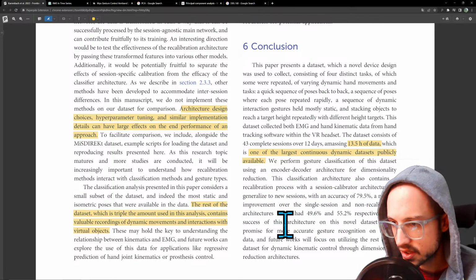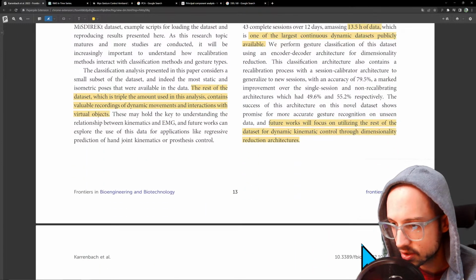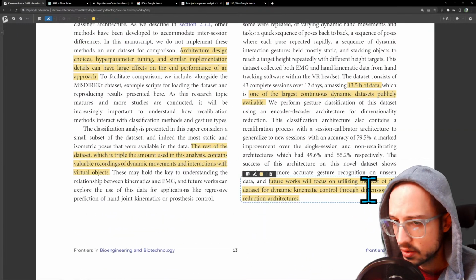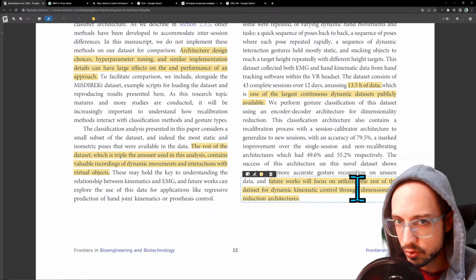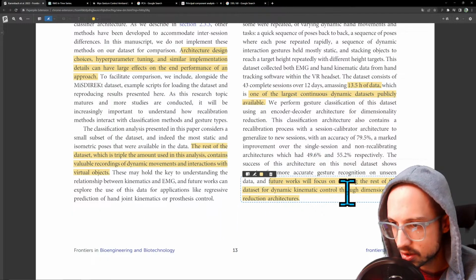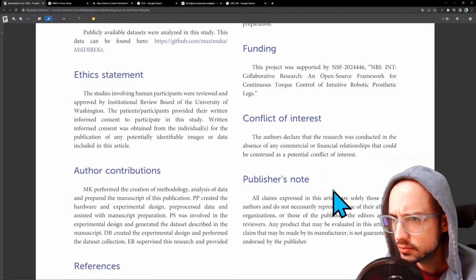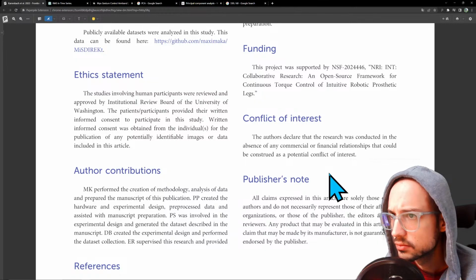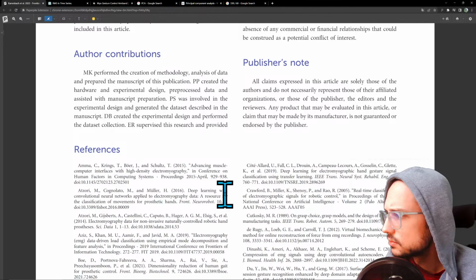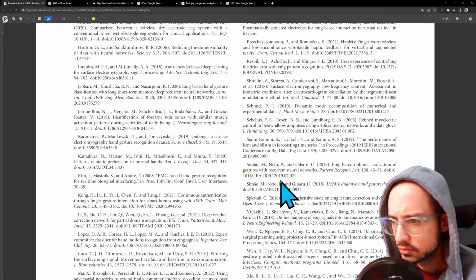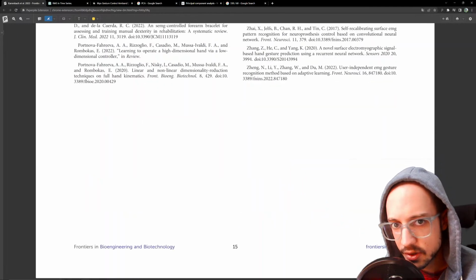Marked improvement over the single session. Okay. Future works will focus on utilizing the rest of the dataset for dynamic kinematic control through dimensionality reduction architectures. I think all forms of deep learning are a form of dimensionality reduction, so dimensionality reduction architectures is kind of a moot point. Cool. That was a nice little cute paper.